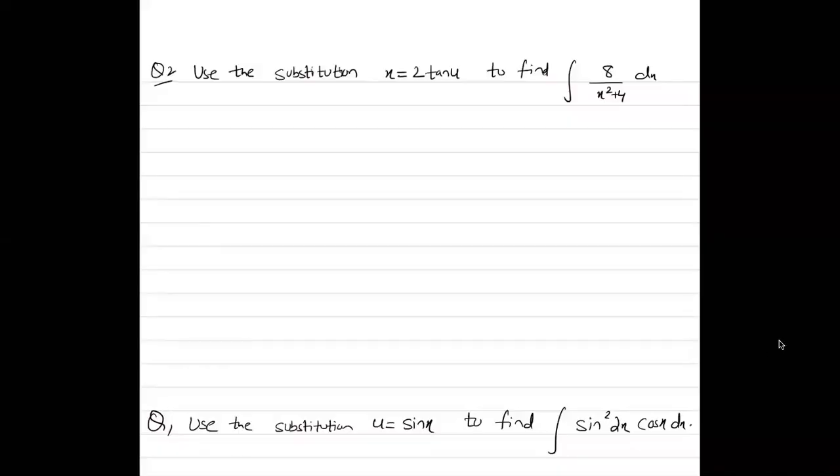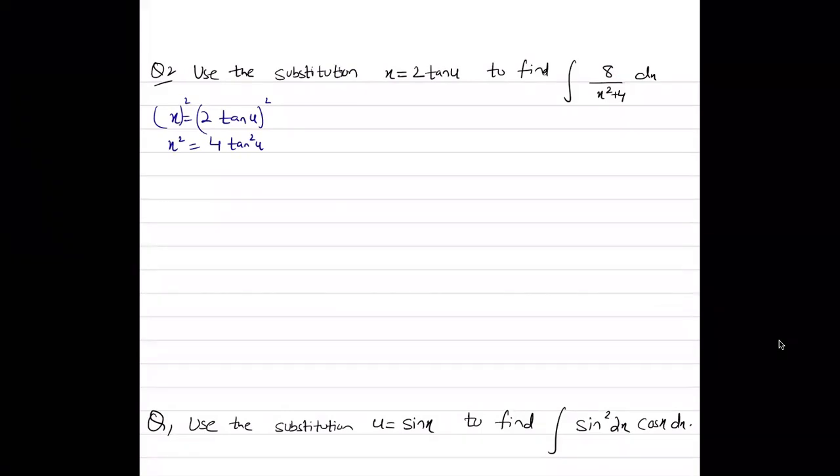Okay, so this question says use the substitution x equals 2 tan u to find the integration of 8 upon x squared plus 4. So we see a term in x squared, so I can square this on both sides and replace x squared with that term. So if x is 2 tan u, for x squared I can square it on both sides. I'm going to get 4 tan squared u. Agreed?